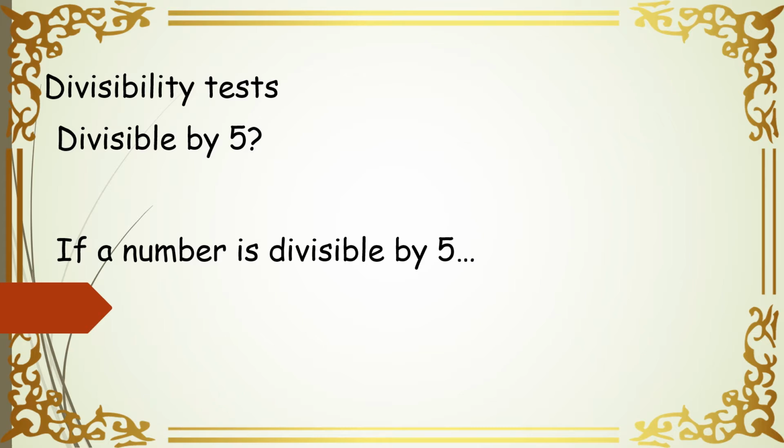Next, you have test of divisibility by 5. If a number is divisible by 5, what is the criteria for that? Okay, what are the things that you should keep in mind while finding out whether the given number is divisible by 5? Now it is very simple. This is the simplest of all. Why? Because the test of divisibility for 5 is very easy, because everybody knows 5's time table.